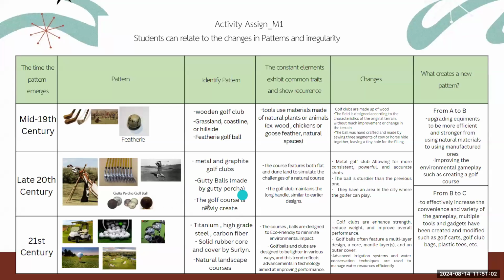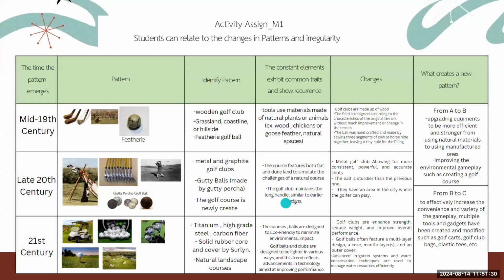And in this era we create a new golf course. The previous era would have a normal yard, blank space, or some kind of plains area. But this time we have a self-made golf course. So the common traits: the course features flat dune land to simulate the challenge of a natural course.